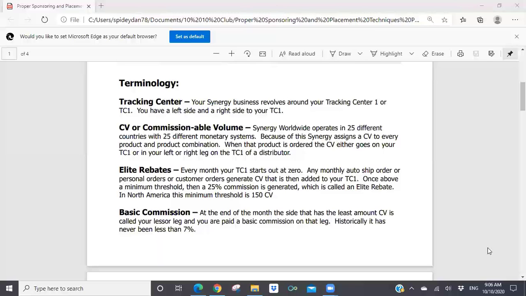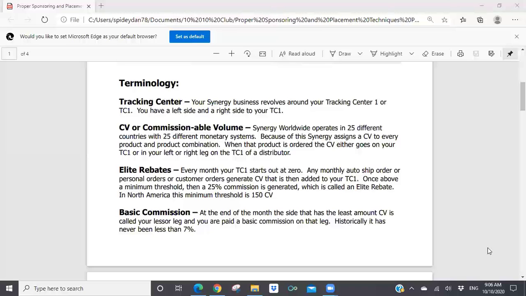That is the CV value on your tracking center 1. And once that CV value here in the United States is above 150 CV, then you earn a 25% commission. Up in Canada, once your CV on your tracking center 1 is above 100, then you start earning elite rebates. I think over in Europe, it's set for 200 CV.